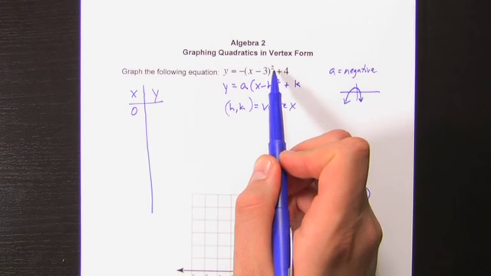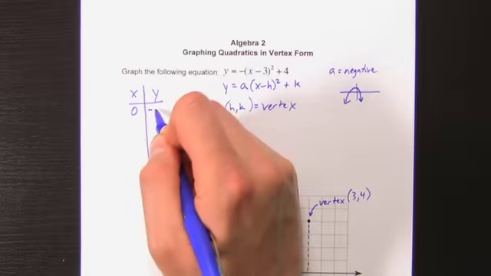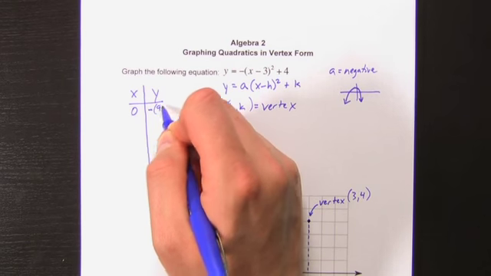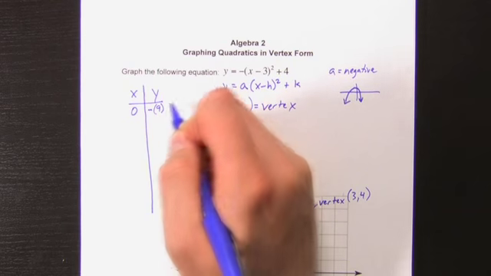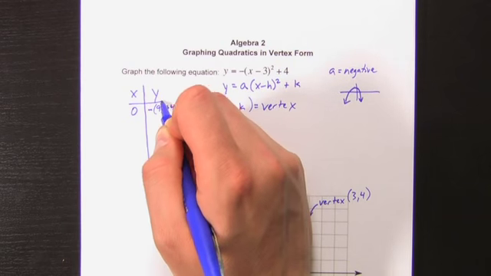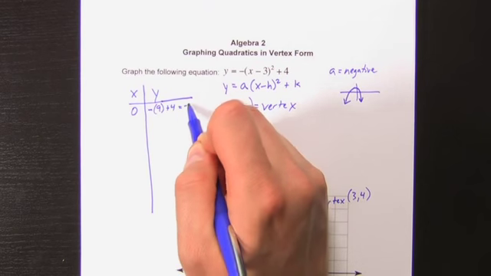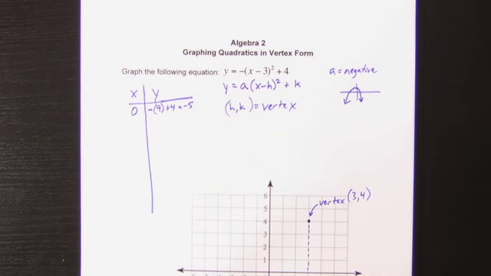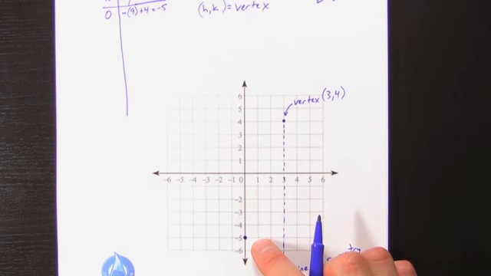And negative 3 squared is 9. So if I were to substitute 0 into the equation, I would have negative 9 plus 4. All right, now negative 9 plus 4 is negative 5. So the point 0 comma negative 5 is a point that is on my graph. And you can see I put that point right down here.